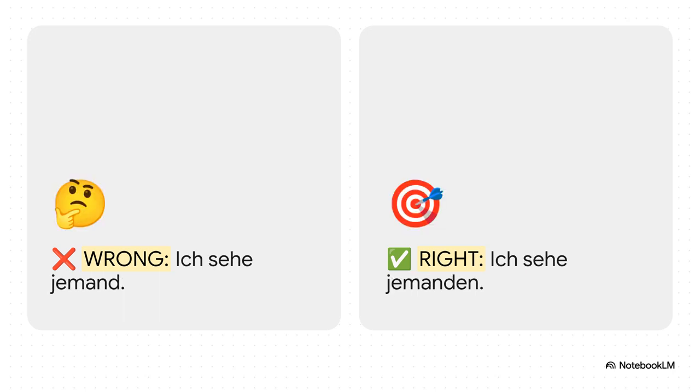And then there's the declension trap. It's so easy to forget those endings. So it's wrong to say ich sehe jemand. Why? Because you're the one seeing, so someone is the direct object. You need that accusative ending. The correct way is ich sehe jemanden. It just sounds so much better.